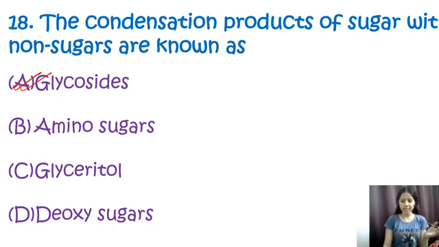Glycosides are compounds formed by the condensation of a sugar molecule, for example glucose or fructose, with another compound that is a non-sugar, typically through glycosidic bonds. These compounds have various biological activities and are found in many natural products, including plants, fruits, herbs, etc. So over here my correct option is A, that is glycosides.